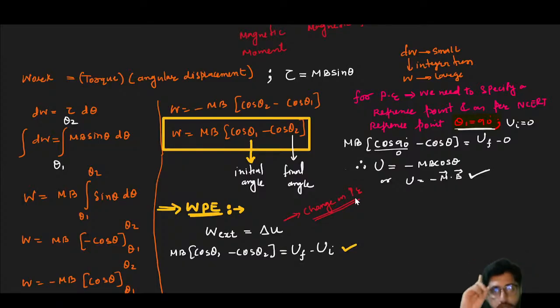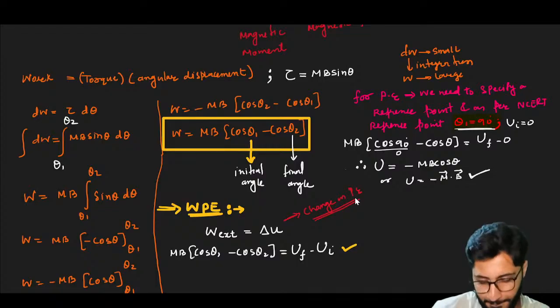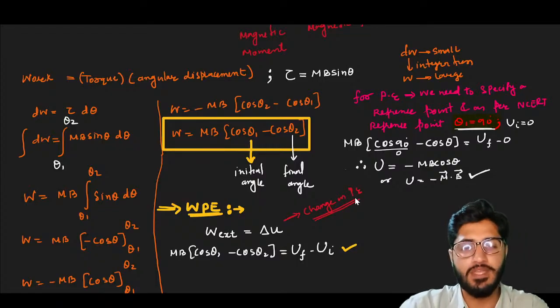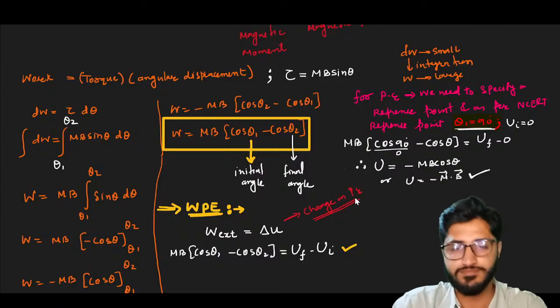So the first thing you need to remember is W, work done. It is MB (cos theta 1 minus cos theta 2), and my potential energy is minus MB cos theta. Done?